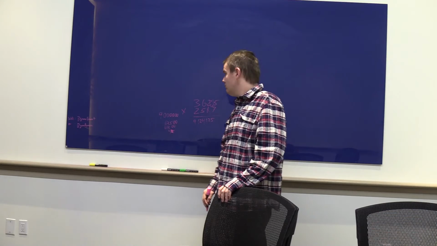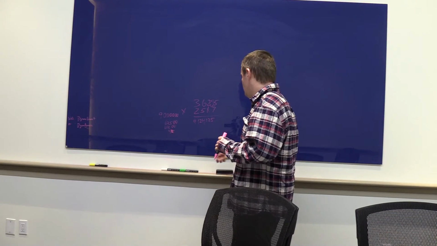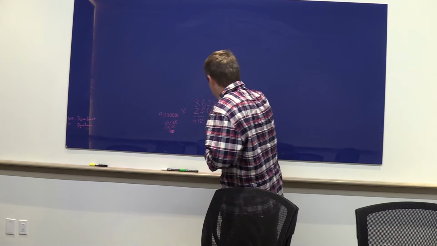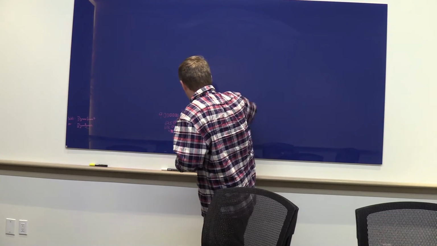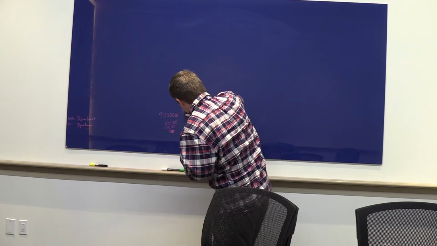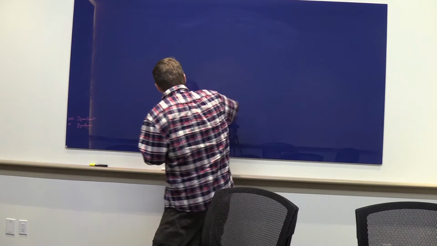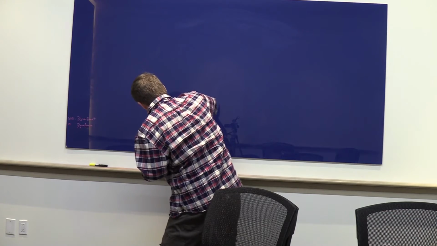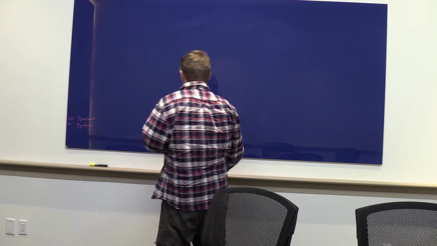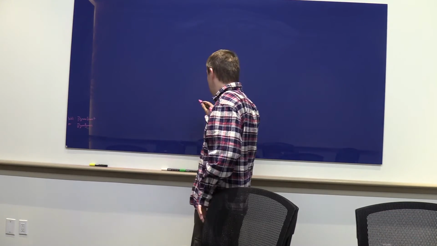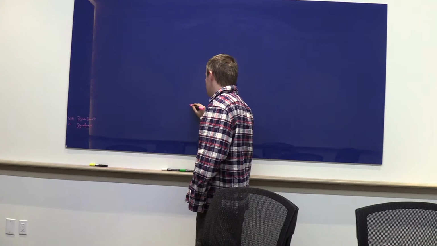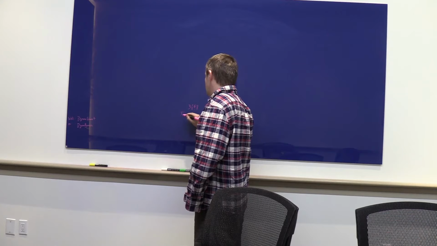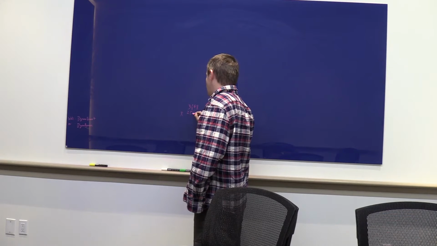And that's how you would solve it. So now let's try a final question here. What if I wanted to do 3,698 times 2,504.